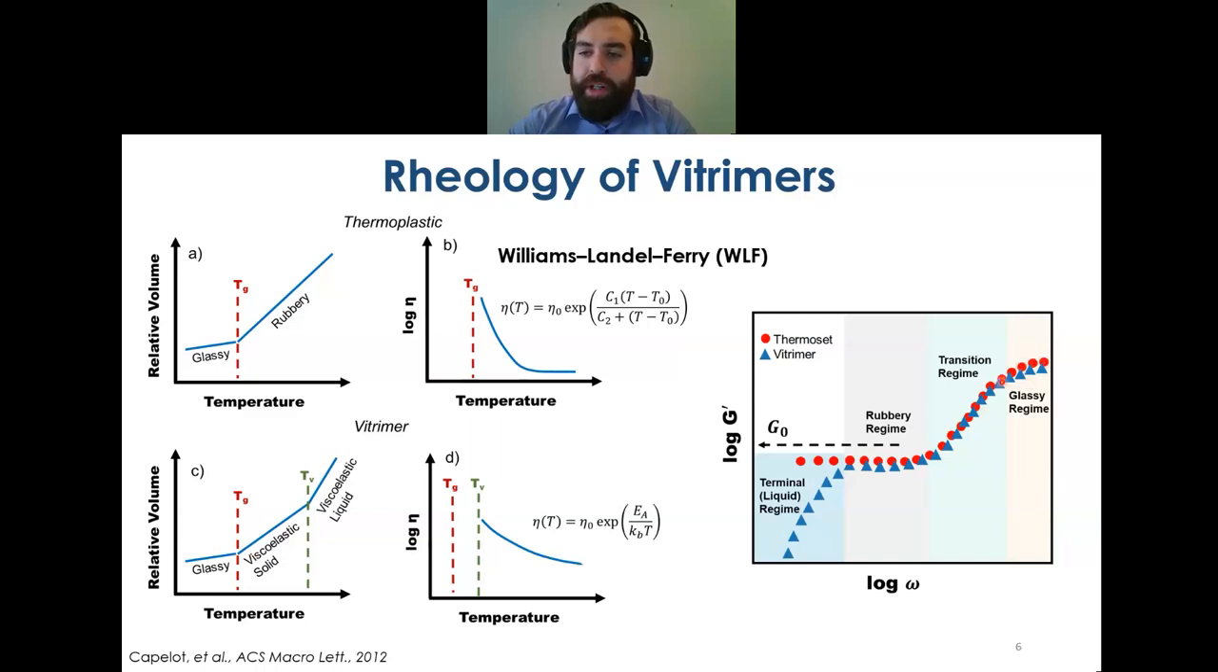At high frequency, we are in a glassy regime, and we enter a transition regime by lowering the frequency. And then in normal thermoset cross-linked material, we reach what is called the rubbery plateau, which is also sometimes called the infinite rubbery plateau, because this plateau will not go down. However, for the vitrimer, we enter a terminal liquid regime, which again is one of the hallmarks of these materials, which allows us to reprocess them and melt them.